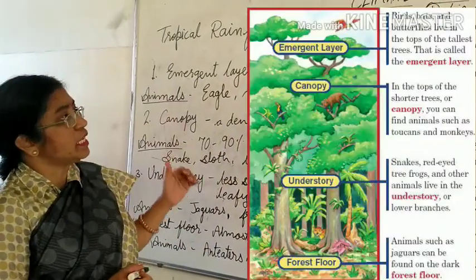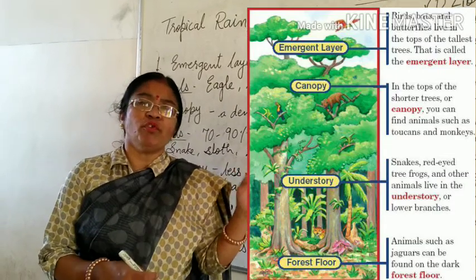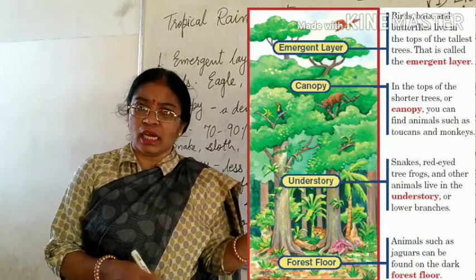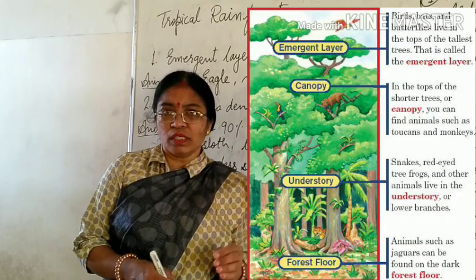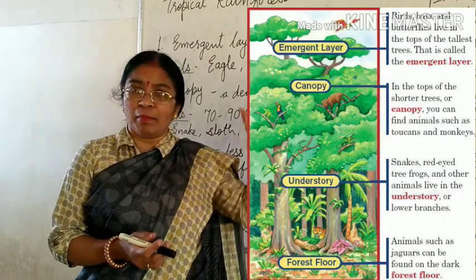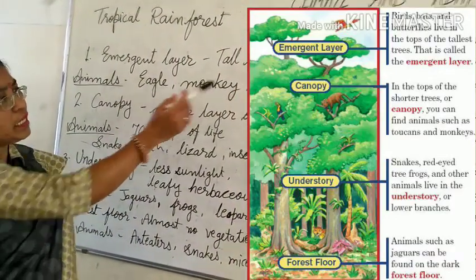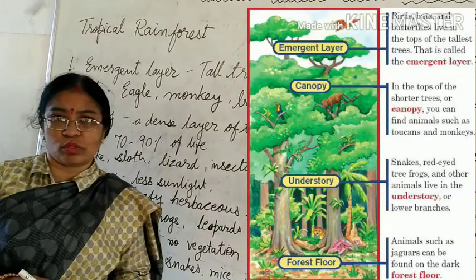First is the emergent layer. The emergent layer is made by tall trees and only few plants are found in this layer. The organisms which live in the emergent layer on such tall trees are eagle, monkey, bat and some insects also.